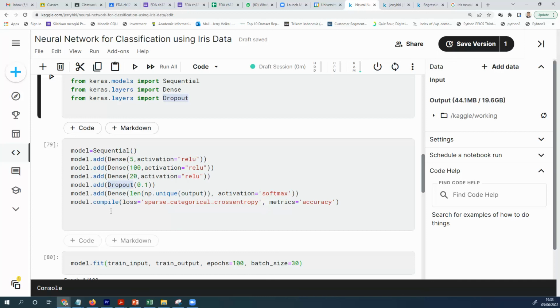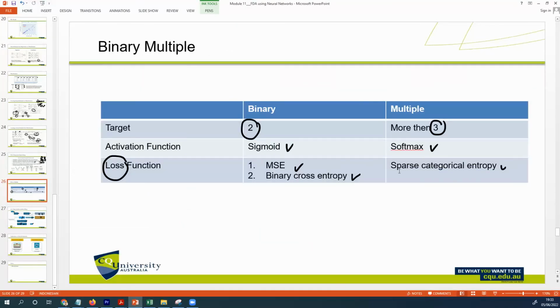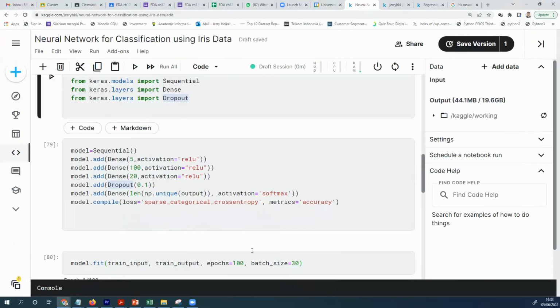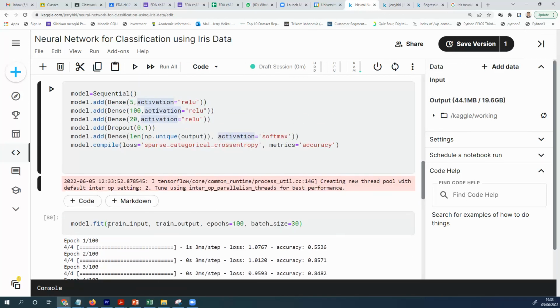Then for the loss, we do model compile, loss sparse categorical cross entropy, because there are more than 2 classes, with metrics equal to accuracy. All right. Then let's run the model with 100 iterations, batch size 30. Okay.